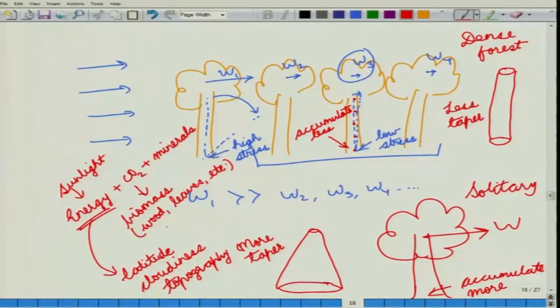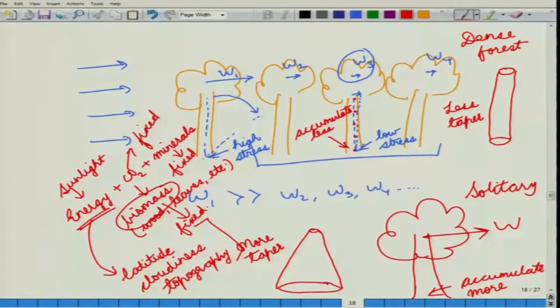Now, because a tree cannot move, it cannot change its latitude, cloudiness or topography. The amount of carbon dioxide in the atmosphere is also fixed, and the amount of minerals at a site is also fixed. So, essentially, the amount of biomass that a tree can create at any point is more or less fixed.